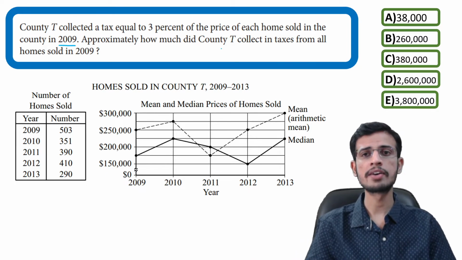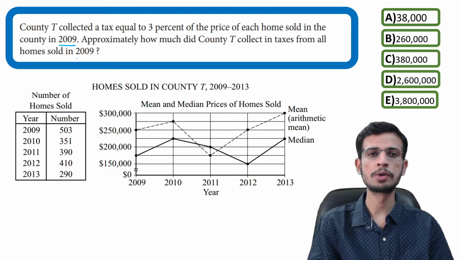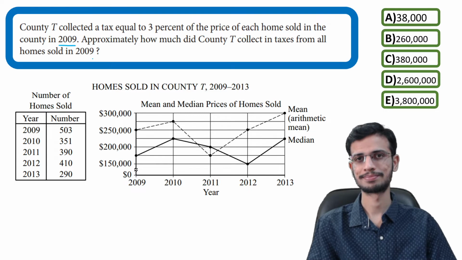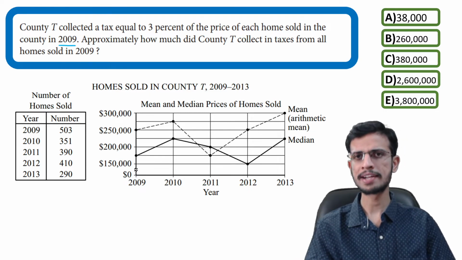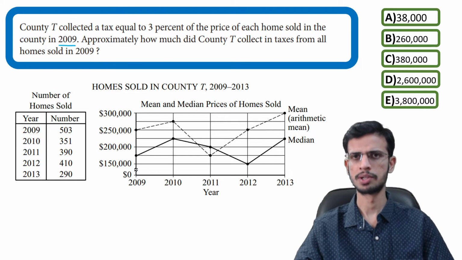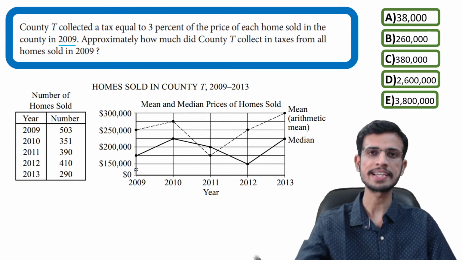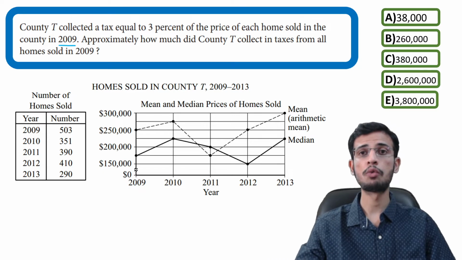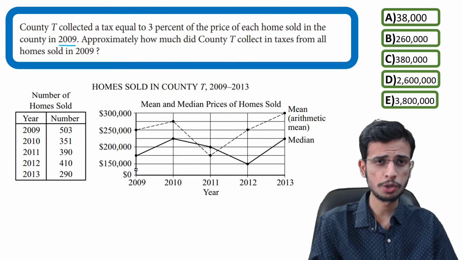Approximately how much did country T collect in tax from all homes sold in 2009? So we have to use the average price, or mean price, of a home, right? Suppose one home is sold at $100, then the government of country T will collect 3% of 100, which will be $3, right? So we have to focus on 2009.